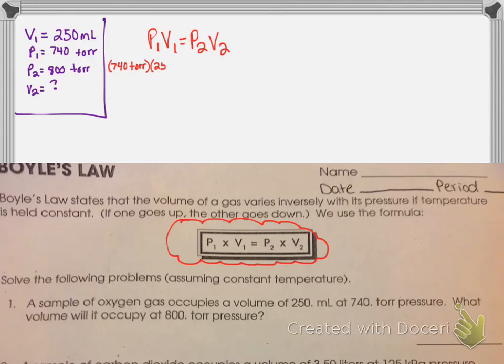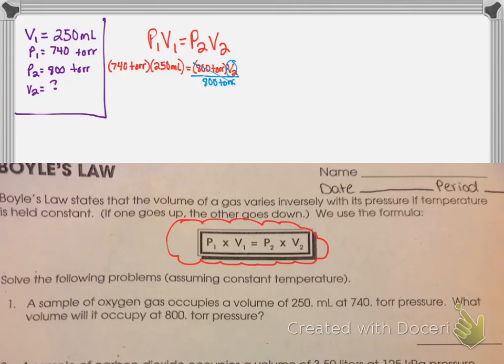Now I indicate multiplication by parentheses. Our P2 was 800 torr, and our V2 is what we're trying to solve for, so we're just going to leave that as V2. Now to solve this, we need to get V2 by itself, and so we're simply going to do the opposite. Right now they're multiplied together, so we do the opposite to get them to go away. So we do 800 divided by 800 torr. That's going to cancel that out, leaving us with just V2 on this side, which is good.